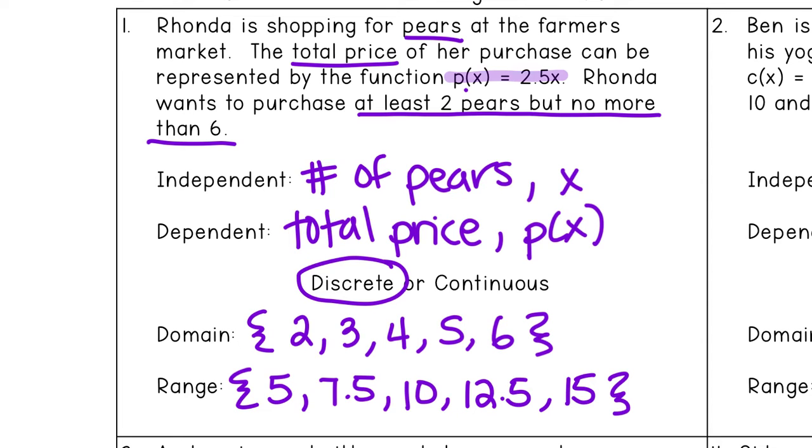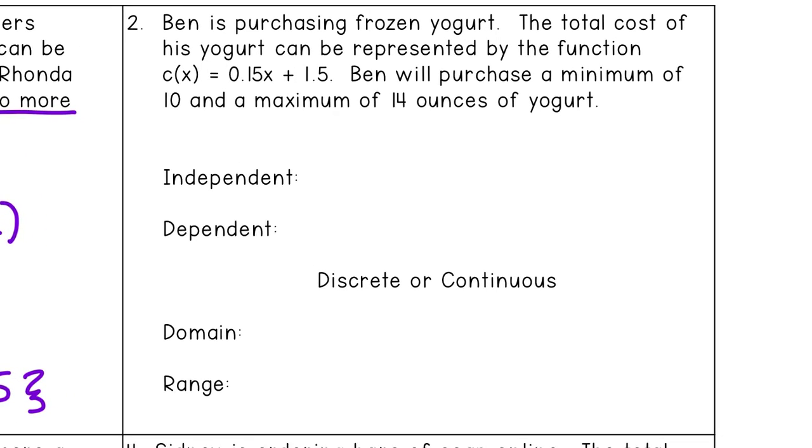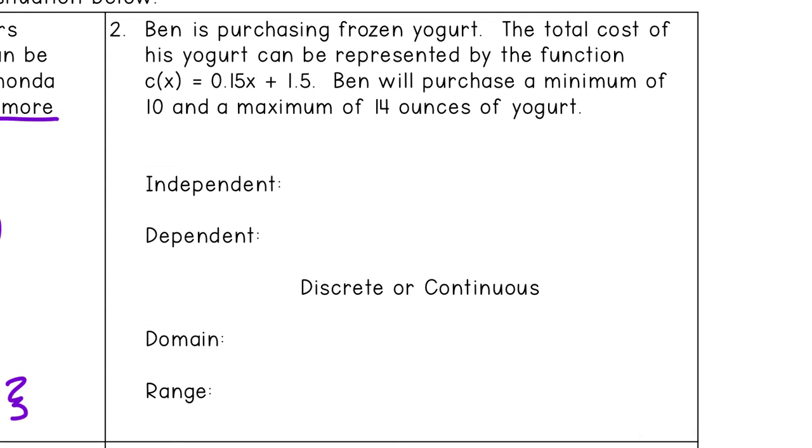Okay, let's take a look at the next example, number two. This one says, Ben is purchasing frozen yogurt. The total cost of his yogurt can be represented by the function C of X equals 0.15X plus 1.5. Ben will purchase a minimum of 10 and a maximum of 14 ounces of yogurt.